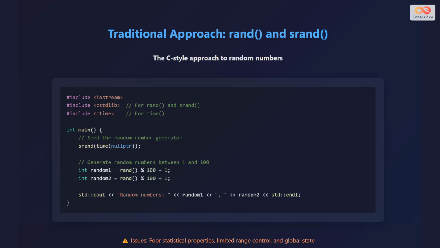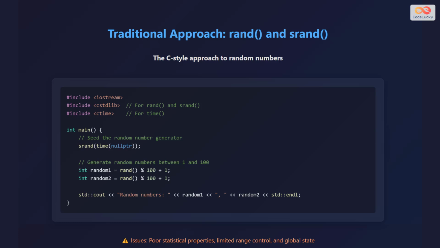Let's examine the traditional C-style approach using rand and srand. First, include the iostream header for input, output operations, the cstdlib header for rand and srand functions, and the ctime header for the time function. Inside the main function, seed the random number generator by calling srand with time, passing a null pointer as its argument. This initializes the random number generator with the current time.